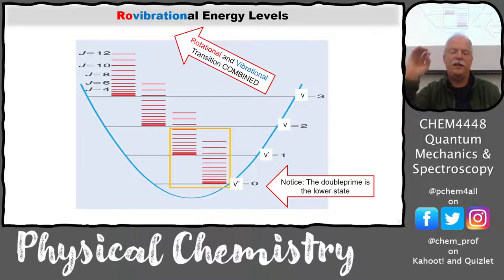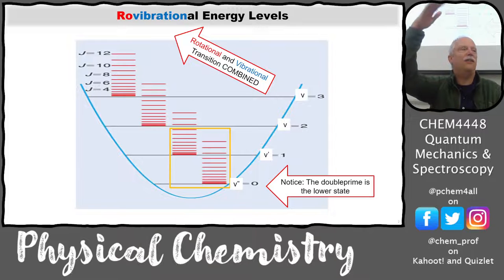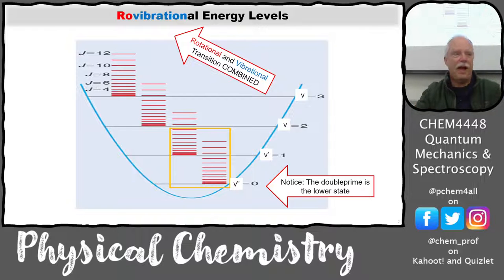Now notice that the double prime is the lower state. Typically we say prime is the first and double prime is the second, if you're labeling things. And that was how they started in spectroscopy, because they were looking at emission spectroscopy. In emission, the first state is the upper state, the second state is the lower state. So we went from prime to double prime and they just kept that convention, that the upper state is the prime and the lower state is the double prime. So that's how we're going to deal with things.